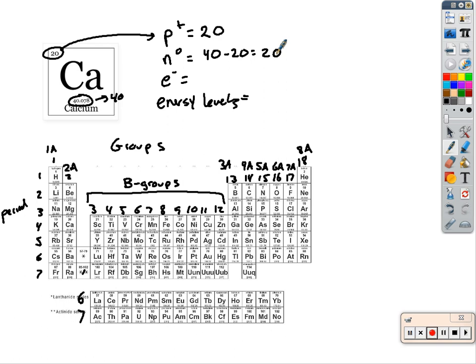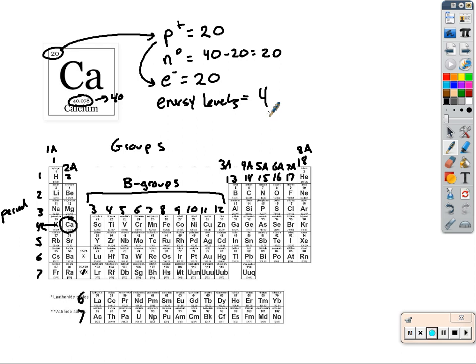Again, we're still dealing with neutral atoms. The protons and electrons will be the same. 20 protons requires 20 electrons. Energy level is period number. So again, we find our element on the periodic table, and we go all the way to the left. Calcium is in period 4, so it has 4 energy levels.